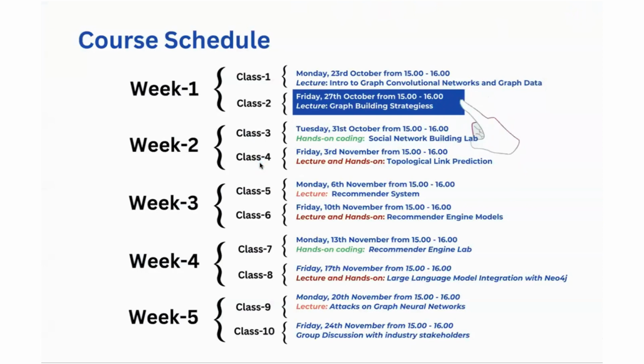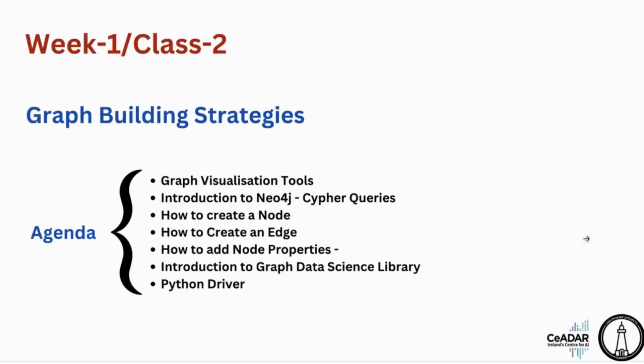So we are in our second class of graph building strategies here. Out of the 10-week class, we are in the second class right now, and this is a very important class. In this lecture, we're going to discuss the basic graph visualization tools, how Neo4j queries are used, how to create a node and an edge, how to create node properties, and we're going to talk about the graph data science library as well, and do a small demo session.